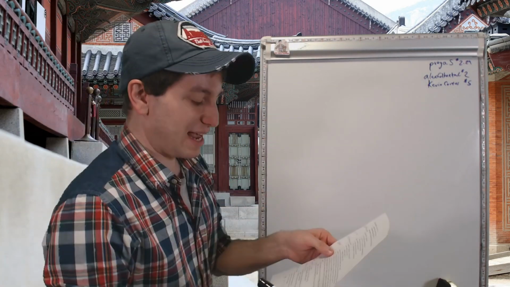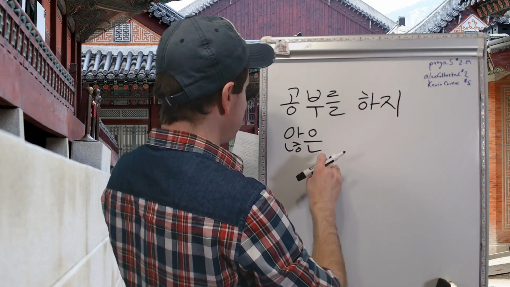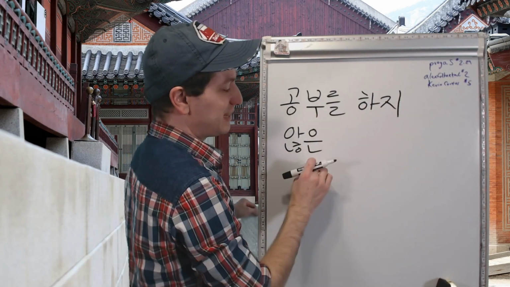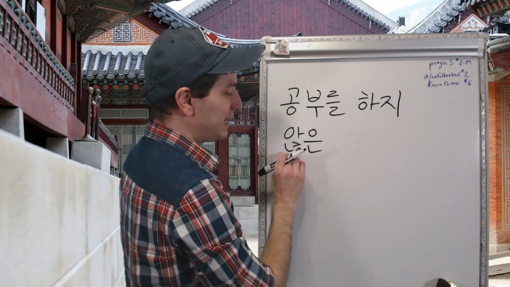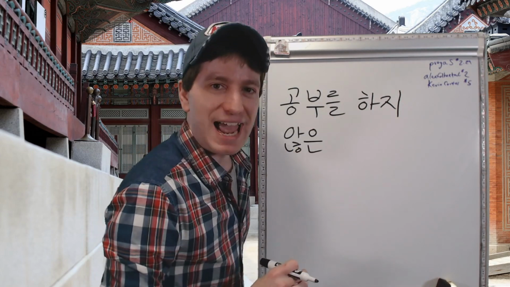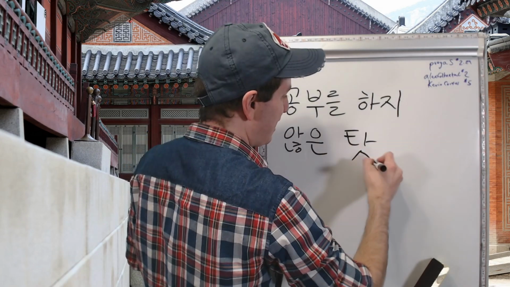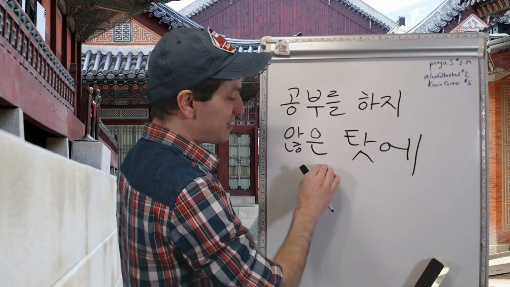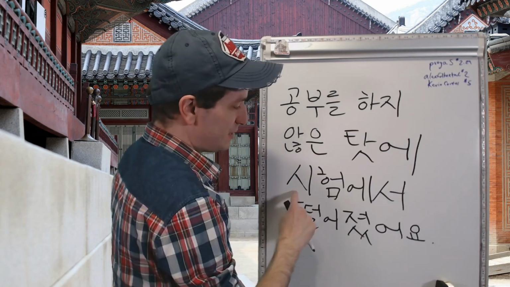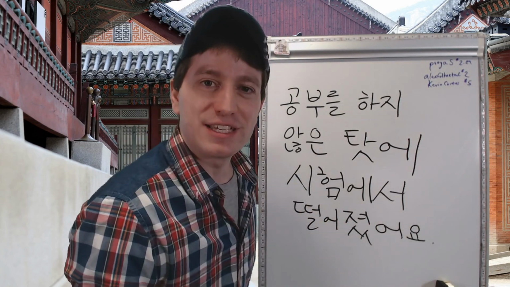Okay, first let me give you an example sentence. 공부를 하지 않은. So here we have 하지 않다, to not study. 하지 않은 is the past tense adjective form of the action verb 공부를 하다. 탓에, the fault of not having studied in the past. 시험에서 떨어졌어요. I failed the test.